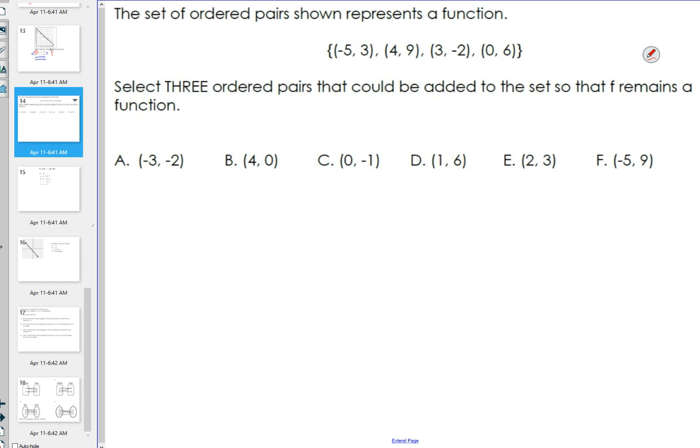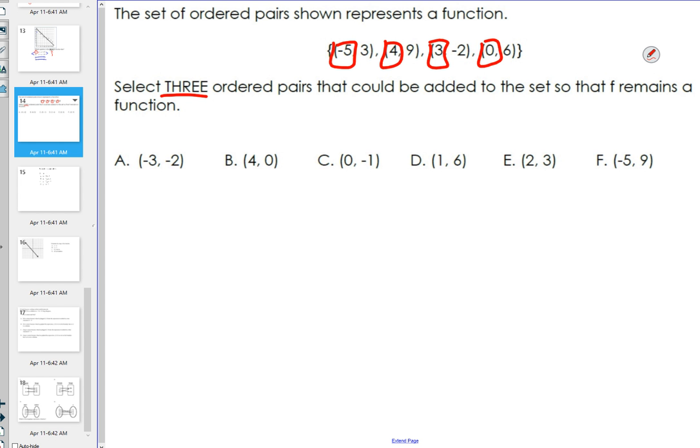The set of ordered pairs shown represents a function. Select 3 ordered pairs. Okay, so here we would pick exactly 3 that could be added so that we have a function. The simplified version that I know a lot of teachers teach is just make sure the x's don't repeat. So I have to pick the ones that do not have those numbers as an x, because if an x repeats, if one input gives you 2 different outputs, then that would make it fail a function test.